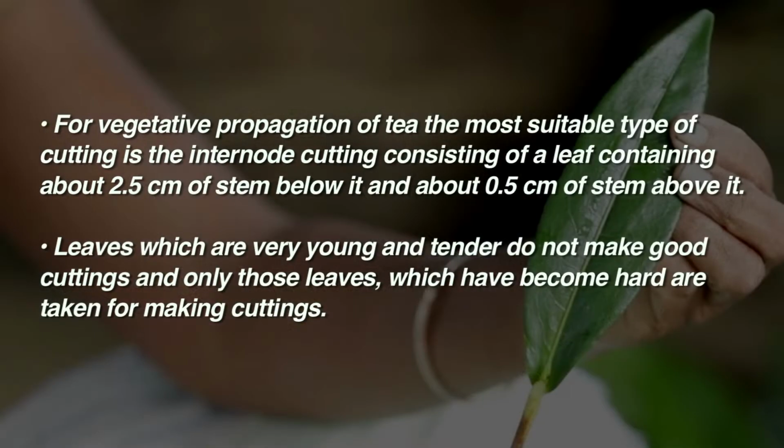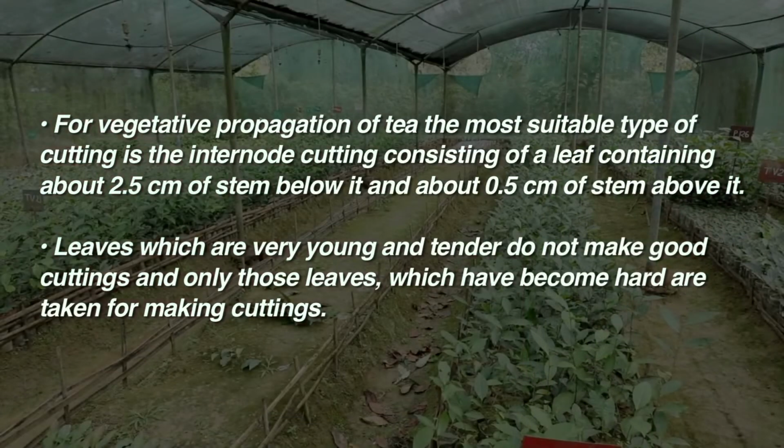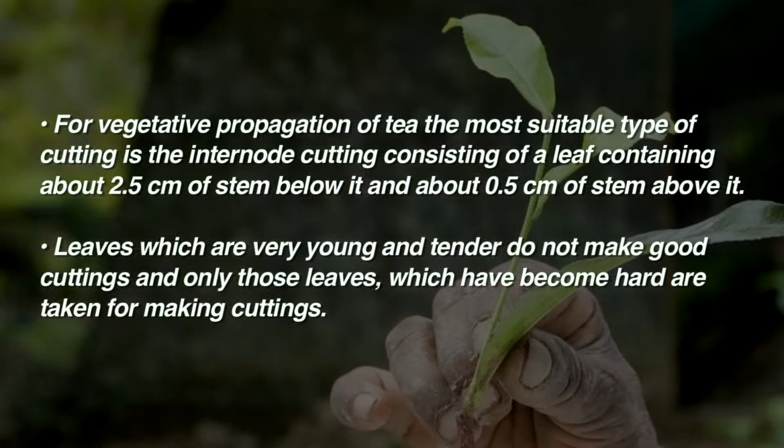The fish leaf is partly serrated and lacks an apex and is photosynthetically very efficient. The position of janams and fish leaf on the shoot is of great importance in considering different plucking systems. However, the following points may be taken into account. For vegetative propagation of tea, the most suitable type of cutting is the internode cutting, consisting of a leaf containing about 2.5 cm of stem below it and about 0.5 cm of stem above it.